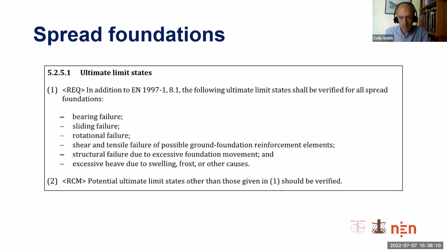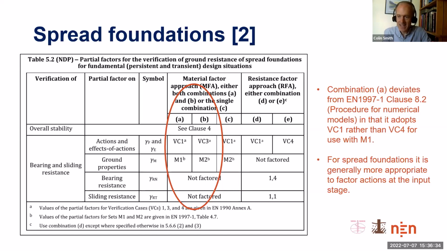In terms of spread foundations, things are a little bit different. Again, it's required to verify a range of ultimate limit states, and I'm going to say a little bit more about that in a moment. But the table of factors that is given recommends that you can use combinations A and B in this table, or the single combination C. So A and B broadly correspond to numerical methods. But what you'll see is that in column A, there's a slight deviation because it adopts VC1, verification case 1 factors, rather than verification case 4.